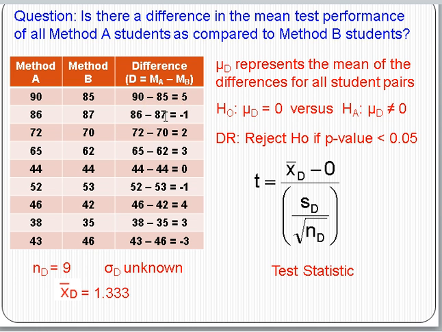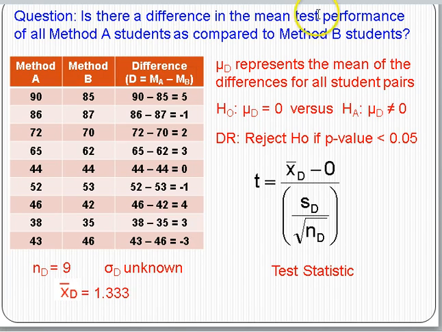So, the first step, if you want to do one of these tests by hand, and we'll show you how to do it with StatCrunch in a minute, is calculate a column of the differences in method A and method B. It doesn't matter which one you choose, if it's method A minus method B or B minus A. You just have to calculate the difference in the scores for the two columns. We'll let mu of D represent the mean of the differences for all possible pairs of students.